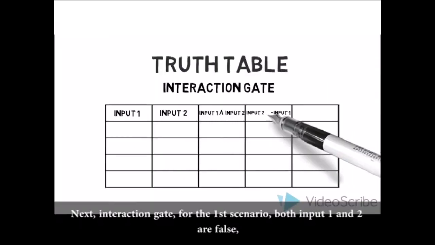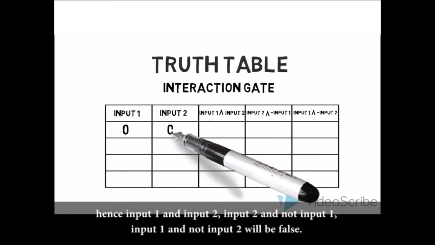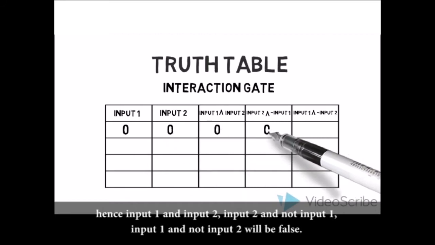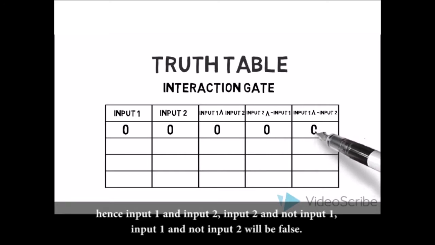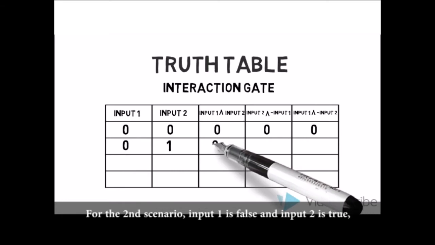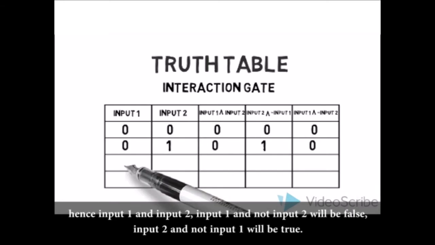Next, for the interaction gate. For the first scenario, both input 1 and 2 are false. Hence, input 1 and input 2, input 2 and not input 1, input 1 and not input 2 will be false. For the second scenario, input 1 is false and input 2 is true. Hence, input 1 and input 2, input 1 and not input 2 will be false. Input 2 and not input 1 will be true.